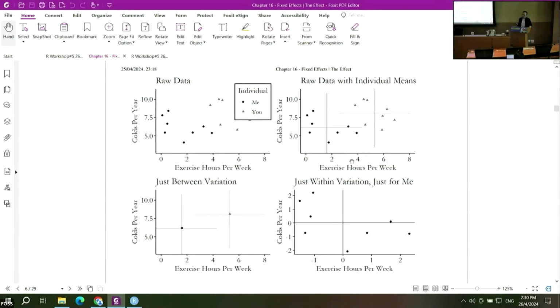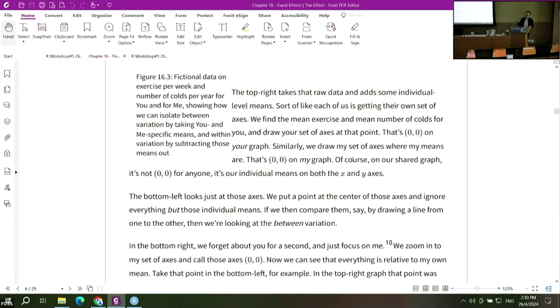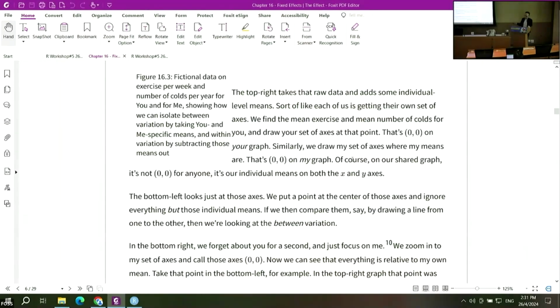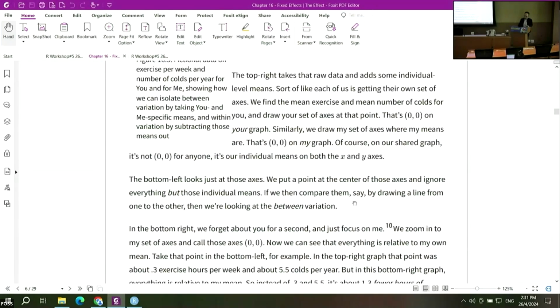What do we mean by between variations? The variation between you and me. The between variation could be expanded to more than just two people, in many real scenarios. Lastly, in the bottom right, we forget about you for a second and just focus on me. We zoom in on my set of axes and call this axis 0 and 0, and now we can see that everything is relative to my own mean. Take that point in the bottom left, for example.